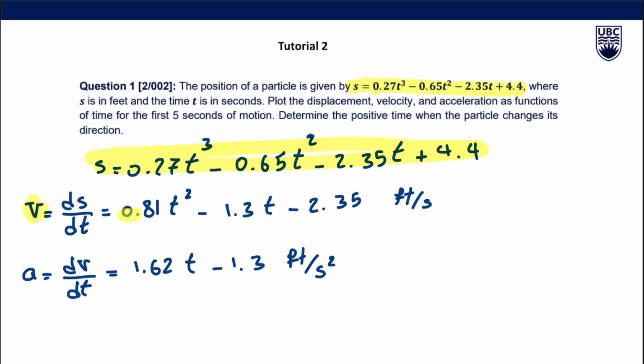So this is v, and this is a, or acceleration. And after you plot the equations, looking at the plots, we can see how the particle's displacement, velocity, and acceleration change over time. Notice how the velocity plot crosses the time axis. That's our cue that the particle is changing direction.